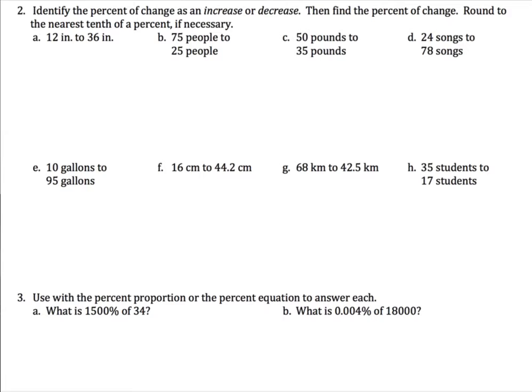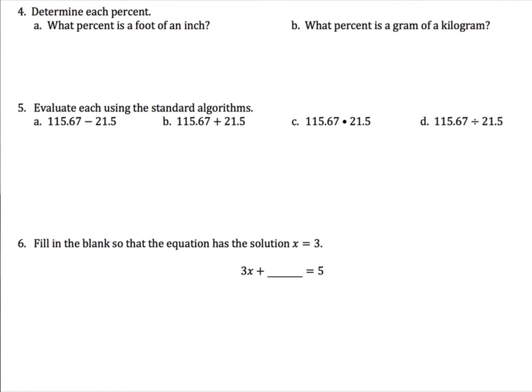Number 2, identify the percent of change as increase or decrease, then find the percent of change. Round to the nearest 1/10 of a percent if necessary. So these are like the examples that we just did in the notes. Number 3, use the percent proportion or the percent equation to answer each. That's a review. Number 4, determine each percent. So more percent problems. Number 5 is a review back from unit 1. Just add, subtract, multiply, and divide using the standard algorithms.